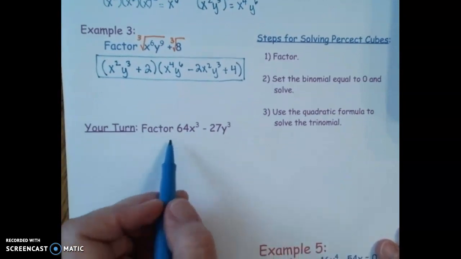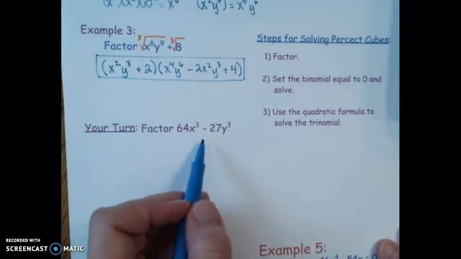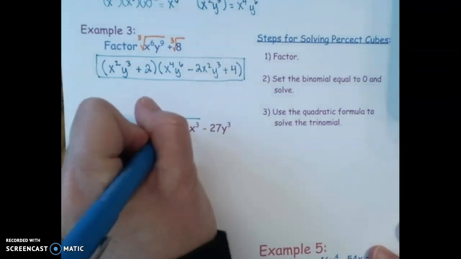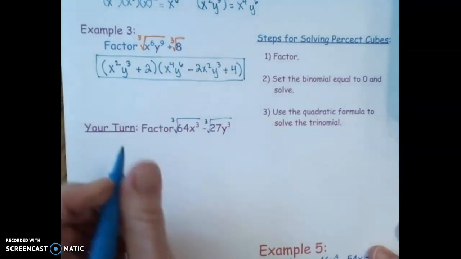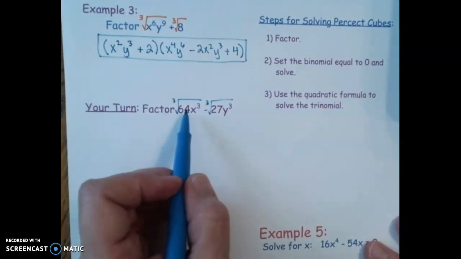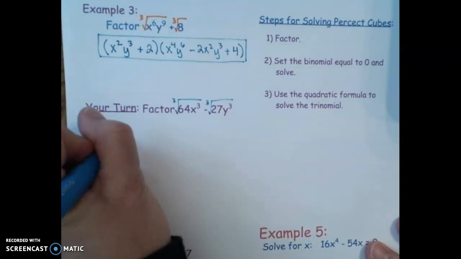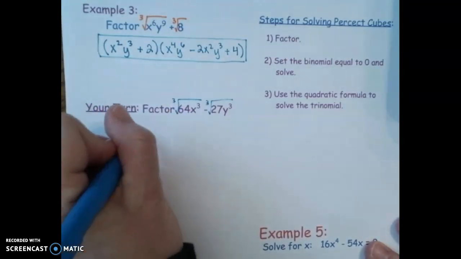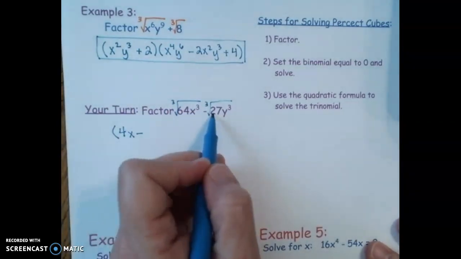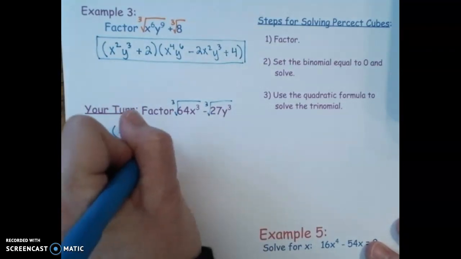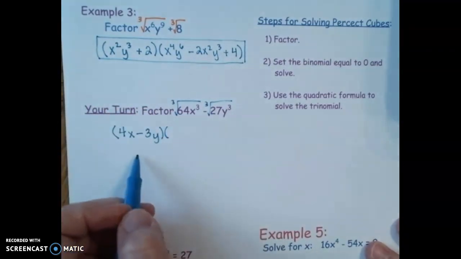You do have a your turn if you want to pause the video, and we'll come back and work this one together. So this is a difference of cubes on the short term. So the cube root of 64 is 4. Cube root of x to the third is x. Always the same sign. Cube root of 27 is 3, and the cube root of y to the third is y. So there's our binomial.